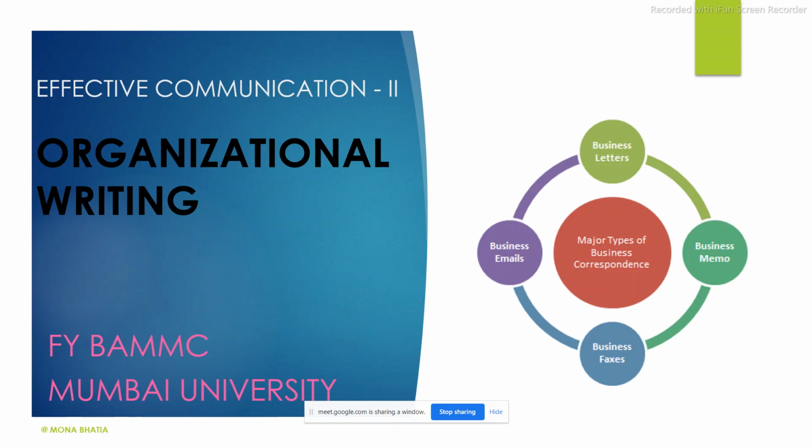You should learn business letters, not only emails. Sometimes letters are also important, where you don't send an email through the net. You have to send the piece of paper which is called a letter, like earlier we used to send. So that record is also maintained in the corporates. Okay, you should understand what is a business memo and what are business faxes.